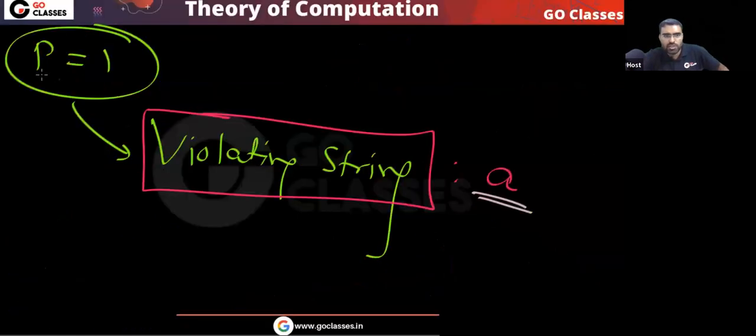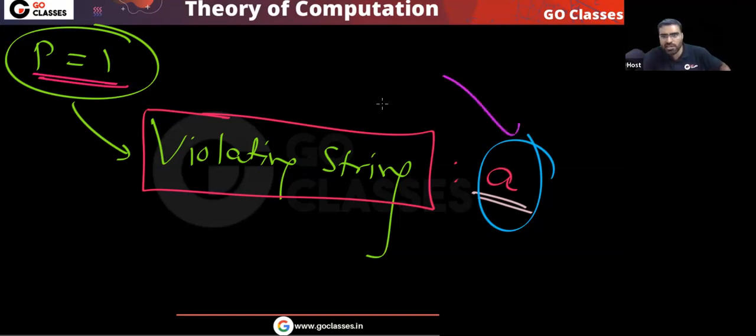So remember, for this P equal to 1, this string is the violating string. Is there any other violating string? There is no other violating string. This is the violating string, and no other string violates.